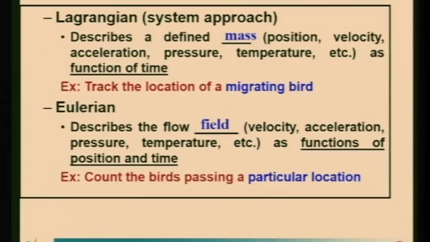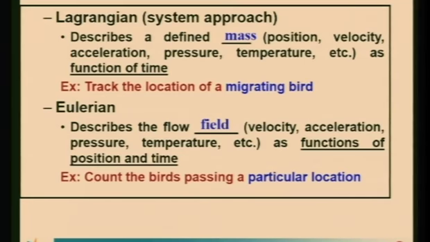I repeat again, in the Lagrangian motion we are looking at a defined mass. That mass could be say 10 particles, or say 1 lakh particles, and how they move around. It means we are going to track only a few particles. For example, if there is a migrating bird, I would like to track how that bird goes along. That is called the Lagrangian approach, in which we trace some particles and how they move with time. Is it okay? I will describe further, do not worry.